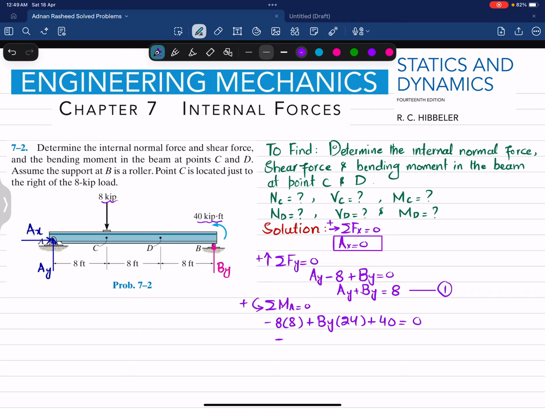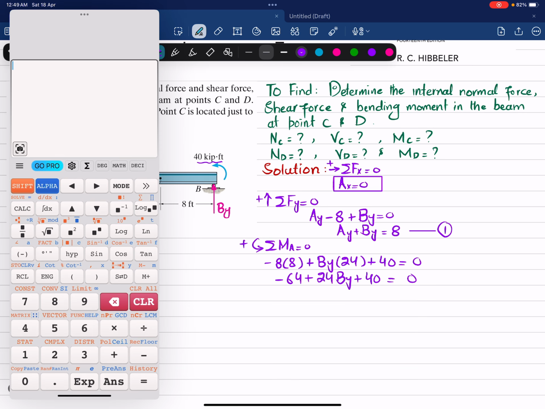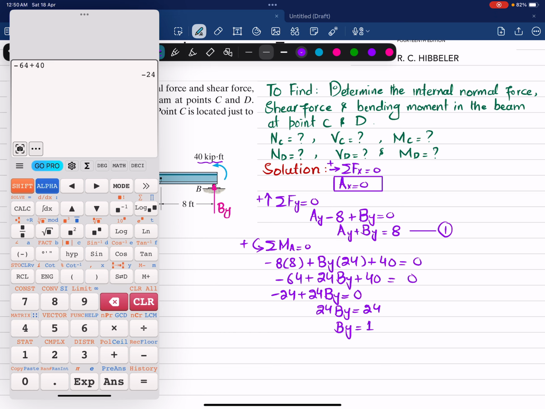So minus 8 multiplied by 8 is minus 64, plus 24 BY, plus 40 is equal to 0. So minus 64 plus 40 is minus 24. So I can write minus 24 plus 24 BY is equal to 0. So it means that 24 BY is equal to 24, and BY will be equal to 24 by 24, which will be 1, and the unit will be kip.